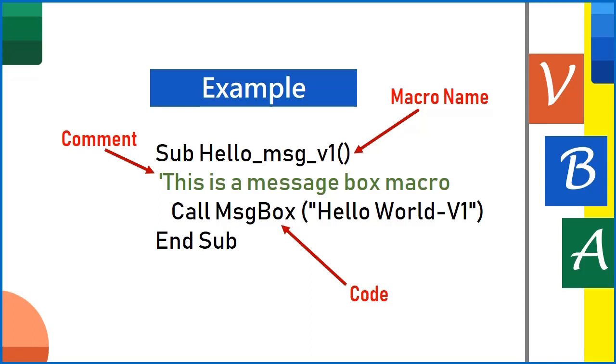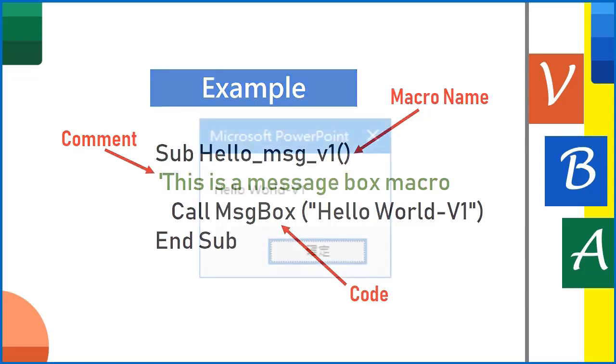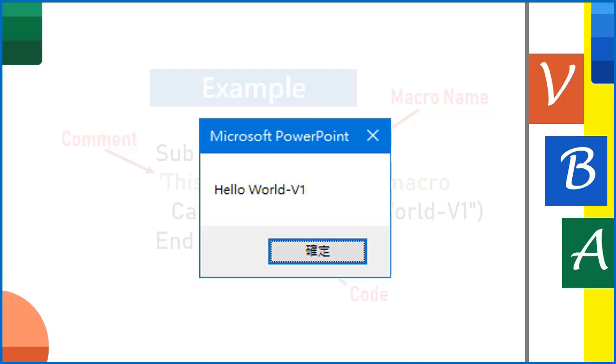The third line, call MsgBox, Hello World v1, is the code to display the message box using the built-in procedure MsgBox. Quotation marks around the message text are required in the code. When you run this subroutine, it will display a message box with the text Hello World v1. You can click on the OK button to close the message box.